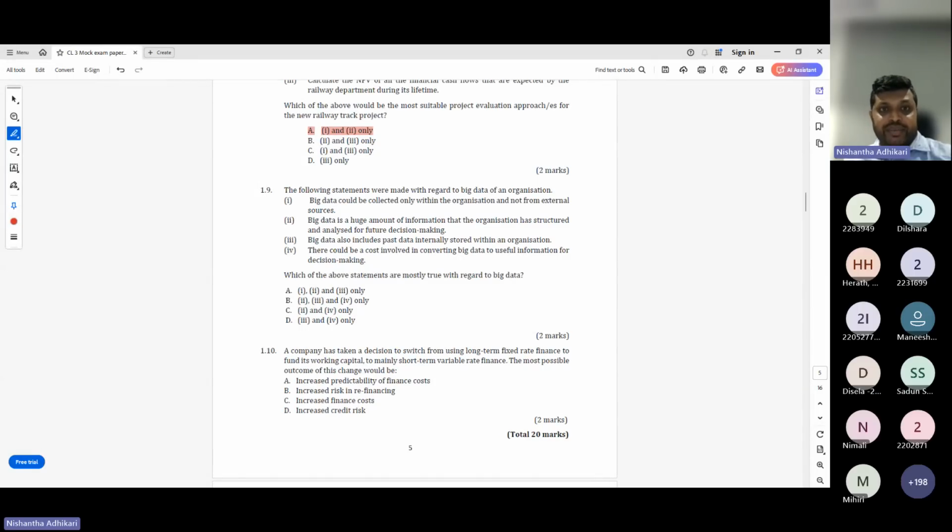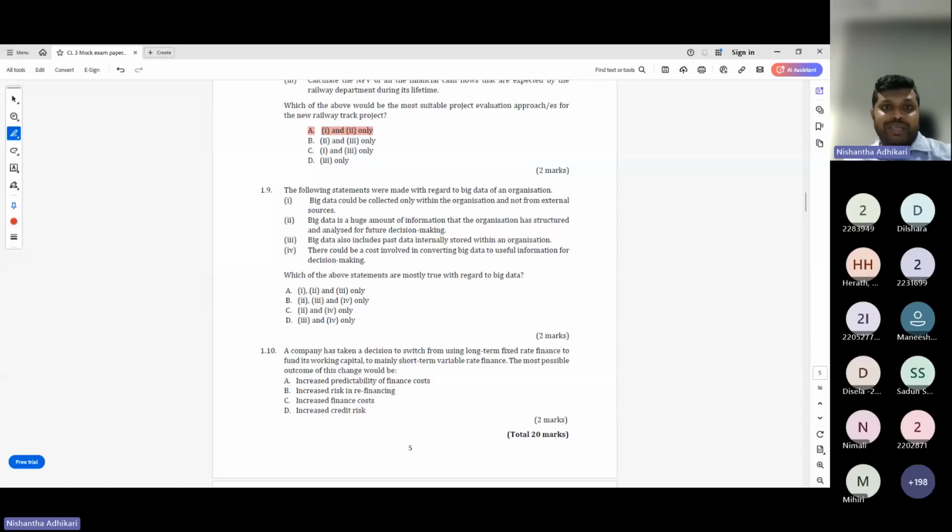We have to find the correct one. Big data could be collected only within the organization and not from external sources. No, most of the information we collect is from external sources like Facebook, WhatsApp, X, and barcodes. Big data can be collected anywhere in the world, and external data sources also will be considered. Therefore, number one is wrong.